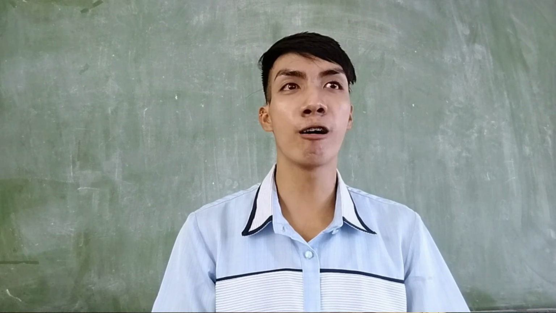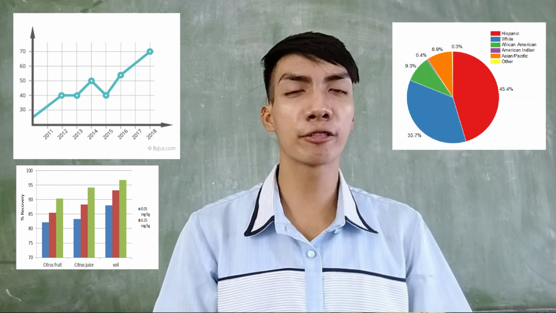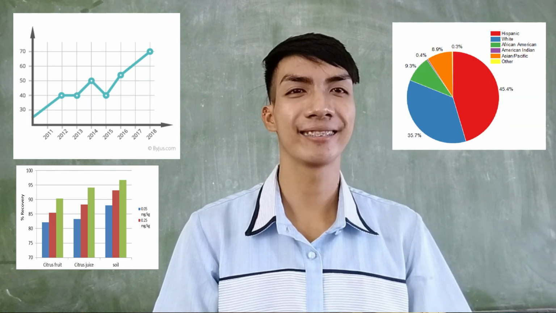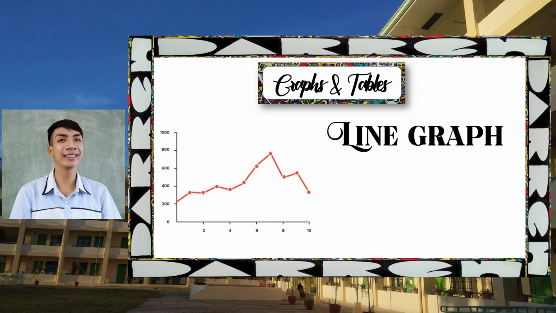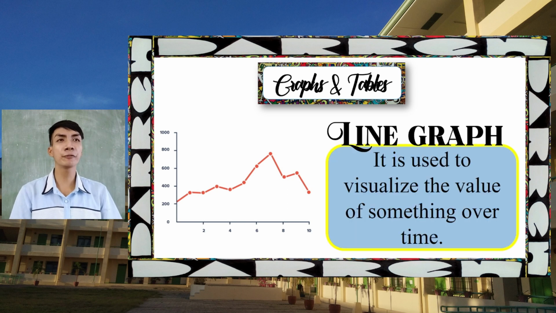Next, graphs and charts. These are visuals that show a relationship between two or more sets of measurements. The most common types of graphs are line graphs and bar graphs, while pie charts are the most common type of chart. First, we have line graph, a type of graph used to visualize the value of something over time. Line graphs are commonly used to show trends.